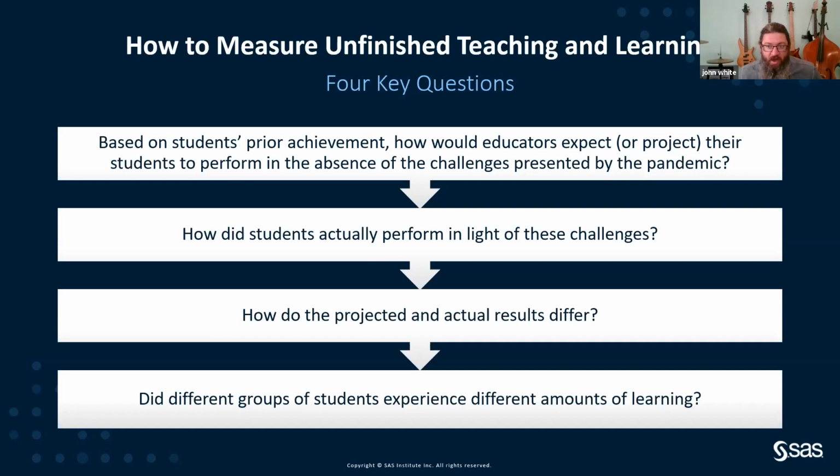So once we have how they actually performed and how they were projected or expected to perform, we want to compare those 2 different results. So we want to compare the actual observed values to these expected values and see how they differ. And we're also going to look at different student groups to see if there was a different experience across those various student groups.